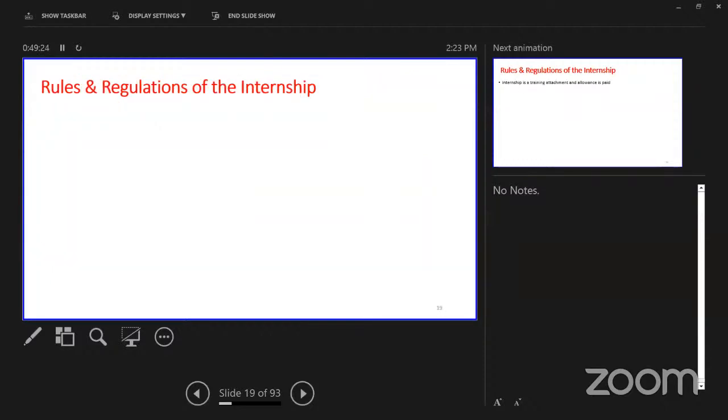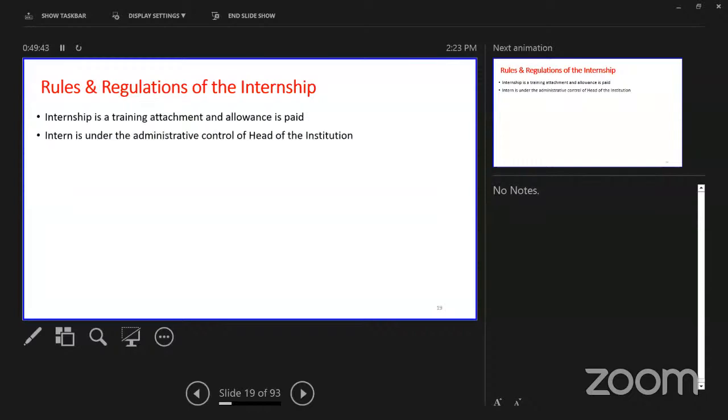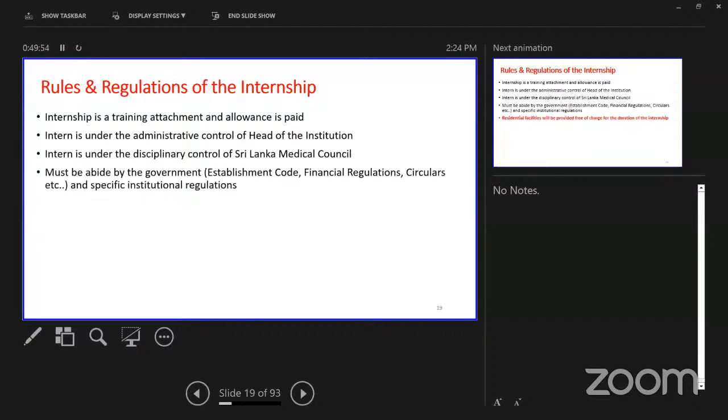And let's see certain other rules and regulations of the internship. Internship is a training attachment and an allowance is paid. As Sri Lanka Medical Council mentioned, it's a continuation of the learning process of a medical practitioner. It's a part of your medical school education. The intern is under the administrative control of the head of the institution. The intern is under the disciplinary control of Sri Lanka Medical Council and must abide by government and specific institutional regulations like the E-code, financial regulations, circulars, etc.